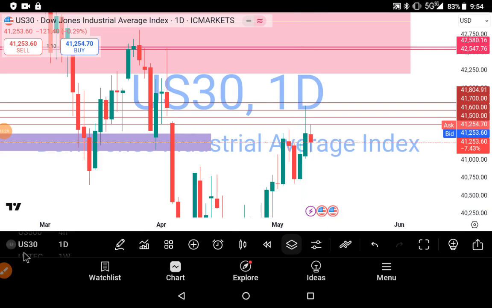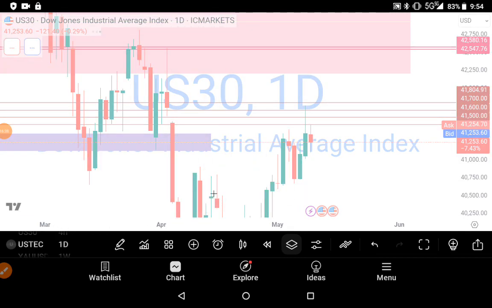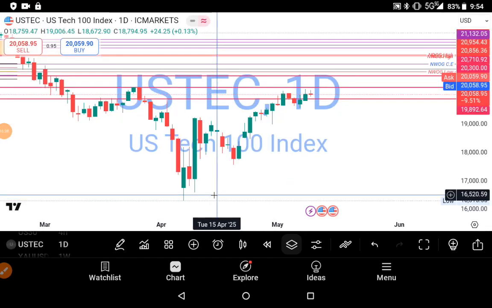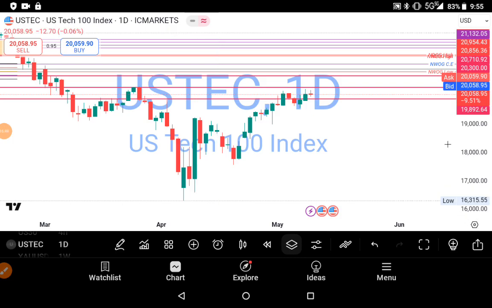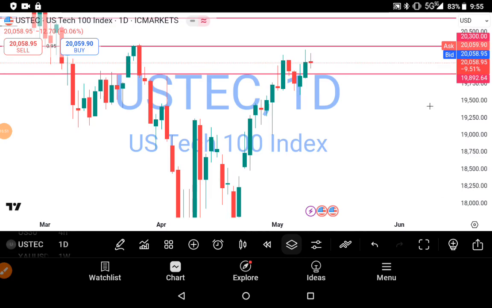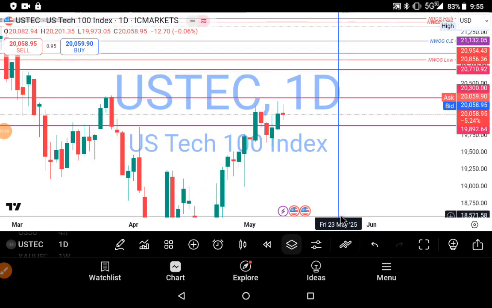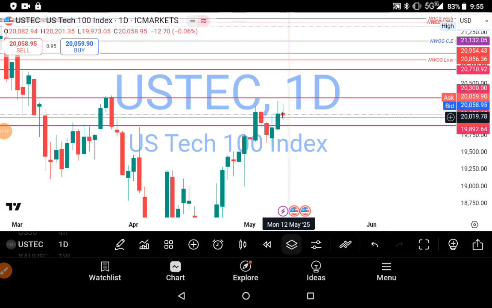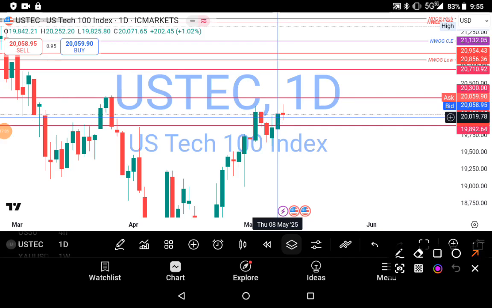So let's go into our Nasdaq, US Tech, US 100. I was interested in 20,000, and the movement into 20,400 or 20,500 is what I am watching on the larger time frame. So the eye of that candle comes in at what level? The eye of that candle comes in at 20,252.